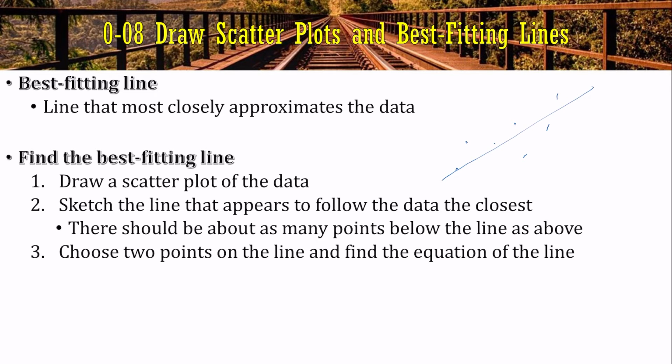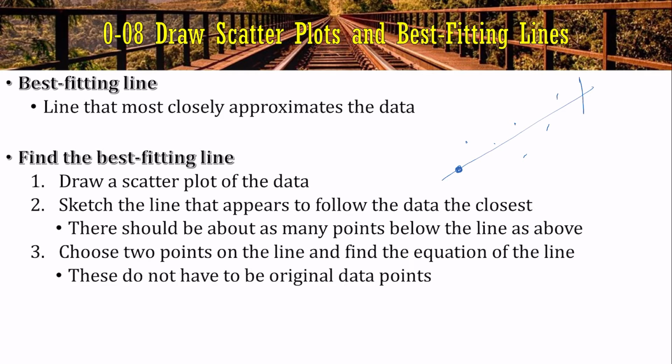Choose 2 points on the line and find the equation of the line. Now it could be one of the data points on the line, but maybe it's just where the grid crosses and you can use that point. They don't have to be original data points. What they should be is far apart when you choose those 2 points. Don't pick them right next to each other. Make sure they're far apart. Make sure you pick them from the graph, and they're points that are actually on the best fitting line that you drew on the graph. Don't just pick 2 random data points.